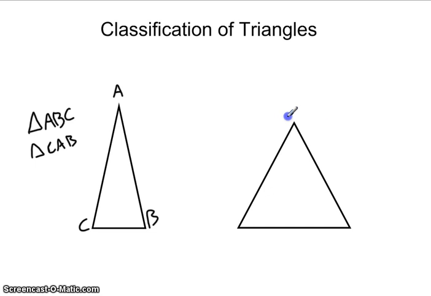So just real quick, another example. If I have a triangle with D, E, and F on it, I can call this triangle DEF, triangle FED. It doesn't really matter. So let's try triangle DEF is what we're going to call this one. So that's how we name triangles.